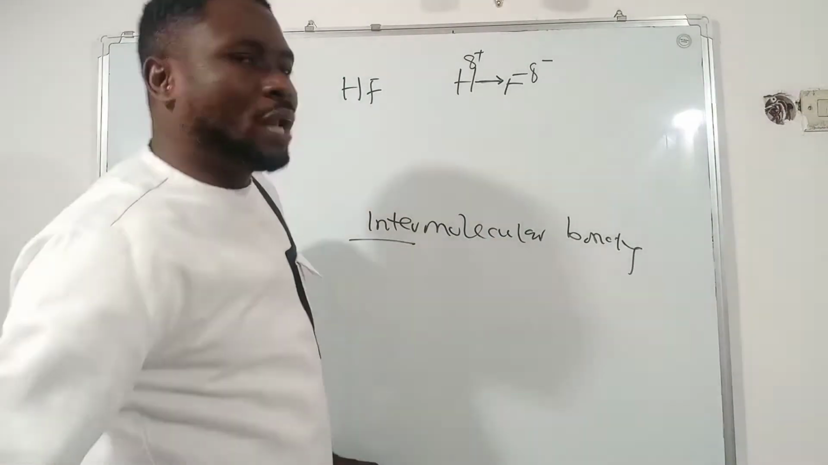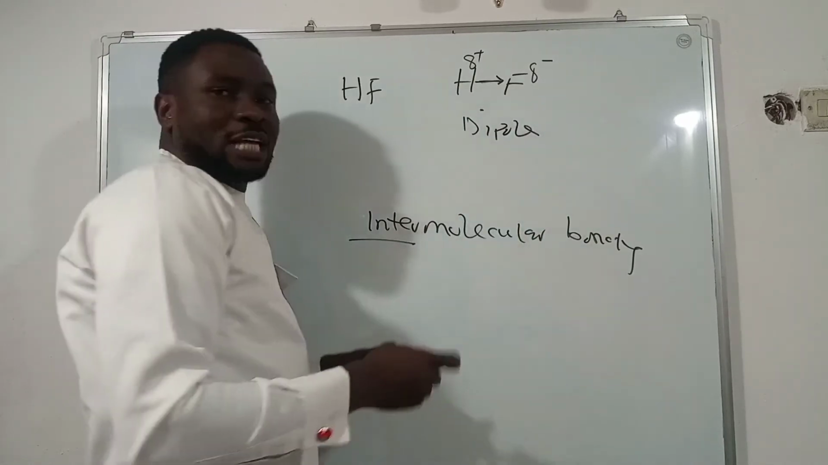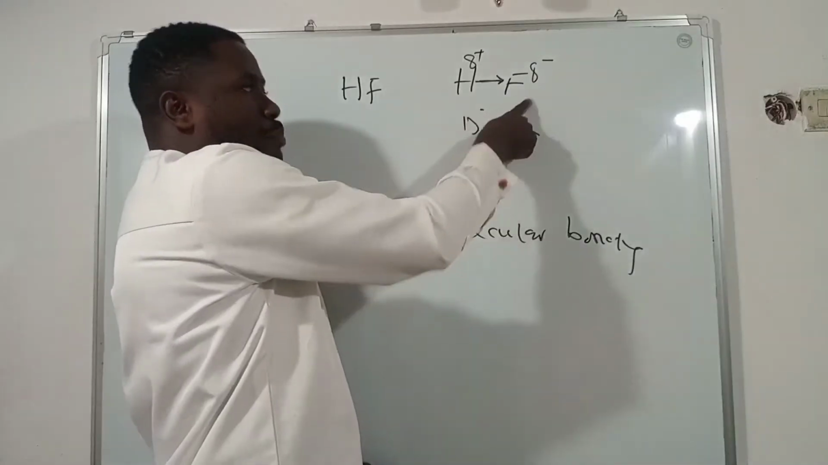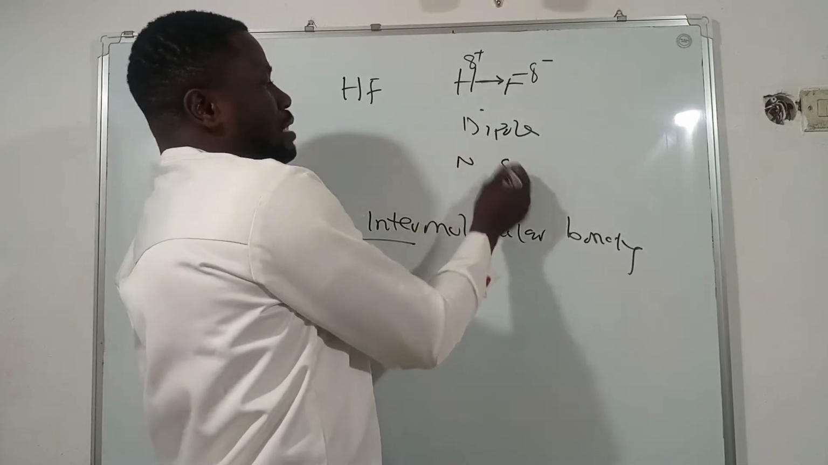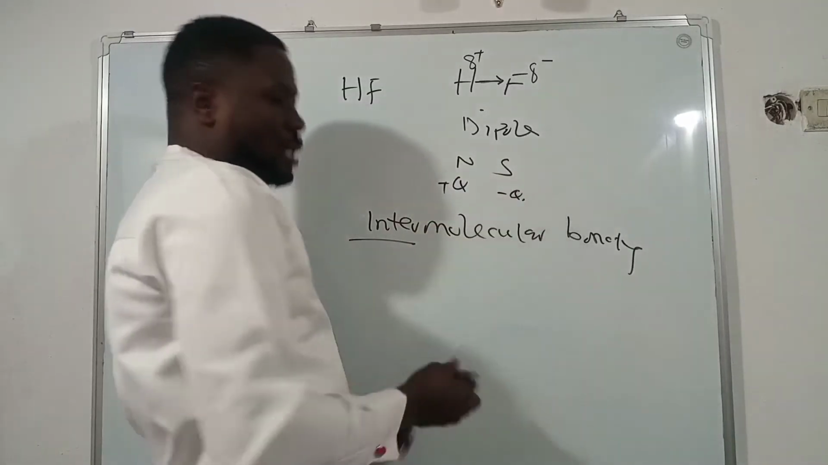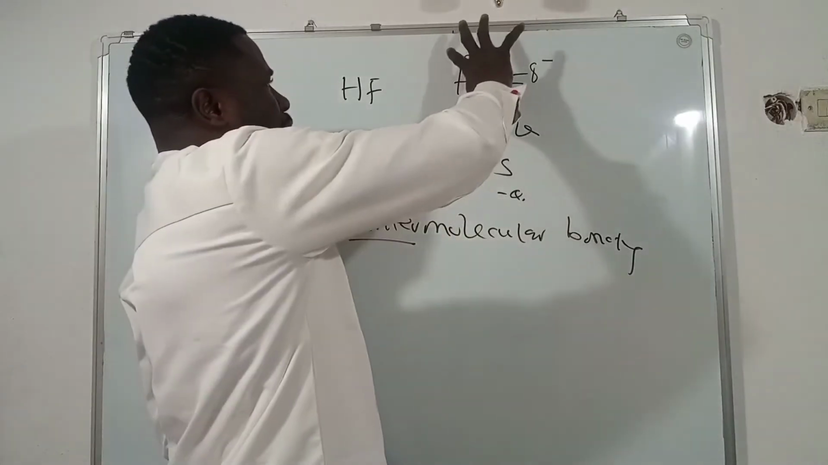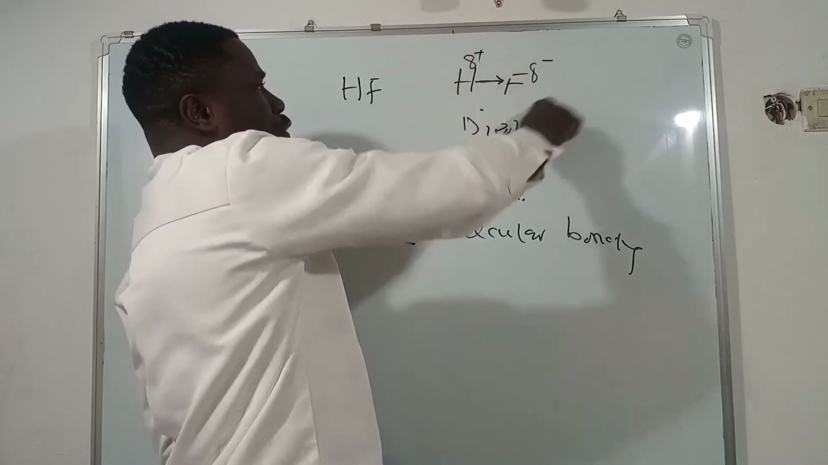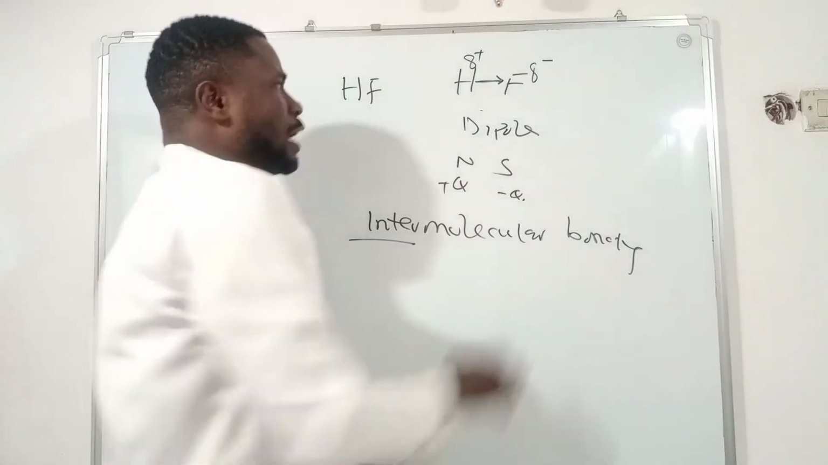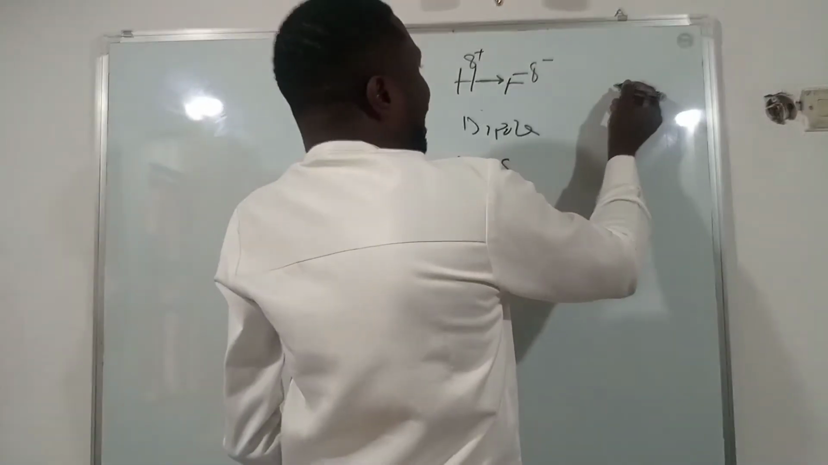Now this molecule at this point is called a dipole. It's called a dipole because it has 2 poles. This is a pole, this is a pole. It's like having north and south magnets, or a positive charge and a negative charge. These are also polar. Now at this point, this is hydrogen fluoride. It's now a dipole.